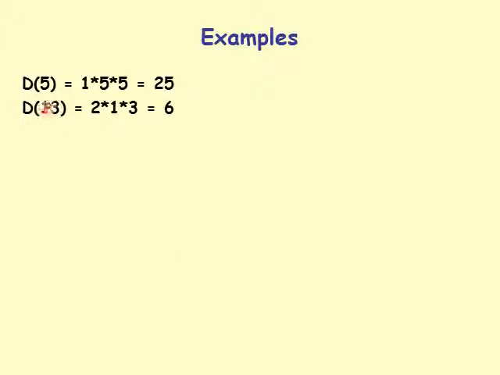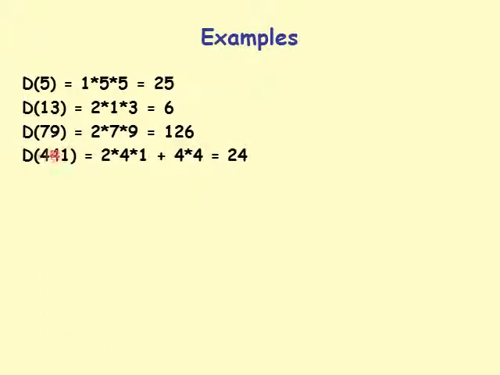Now we have two digits here, in two different positions, so we take twice the product. 1 times 3, times 2, is 6. Next, 79: the two digits are in two different positions, so we get twice the product. 7 times 9 is 63, times 2 is 126.